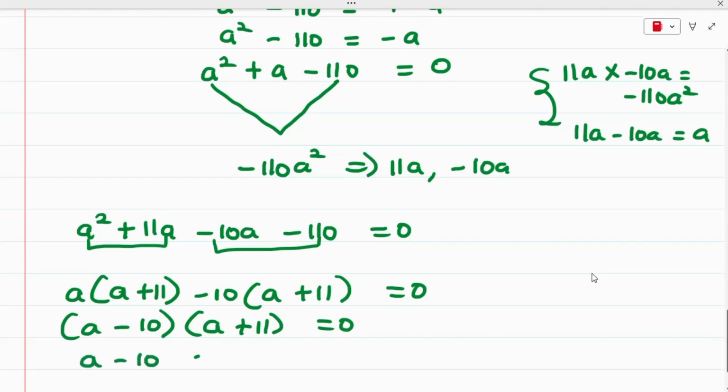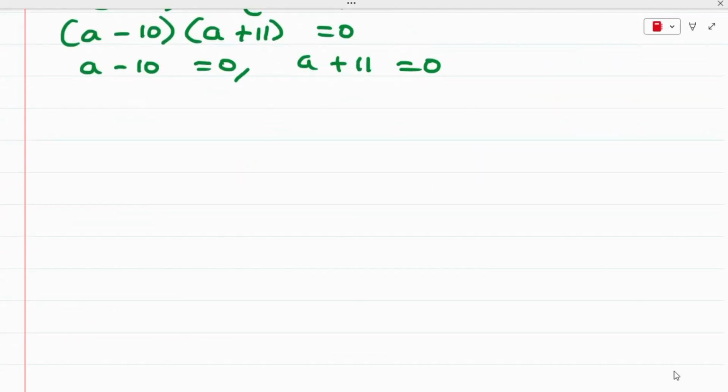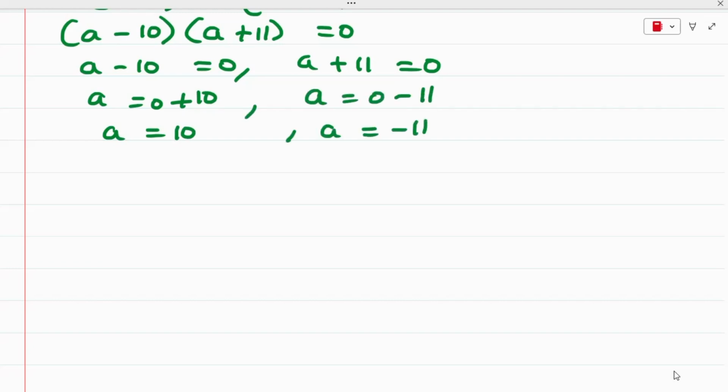So a minus 10 is equal to 0, and a plus 11 is equal to 0. So we have that a is equal to 0 plus 10, and a is equal to 10. We have that a is equal to 0 minus 11, and a is equal to minus 11. So right here we have been able to find the values of a.